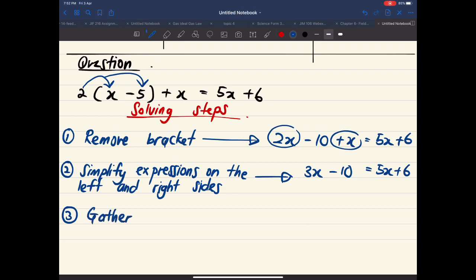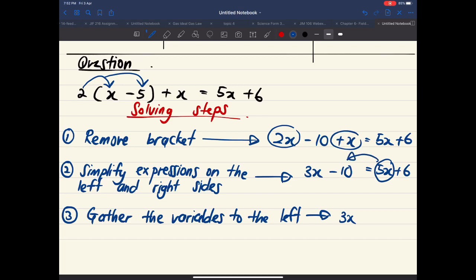The third one would be gather the variables to the left. So 3x, this 5x, you bring it to the other side. This is positive 5x, you bring it over here, it becomes minus 5x and equals to, and this negative 10, you bring it to the other side, it becomes positive 10 plus 6.